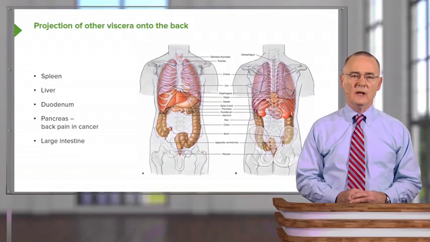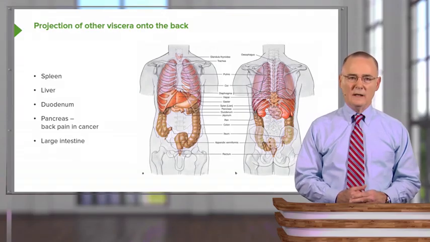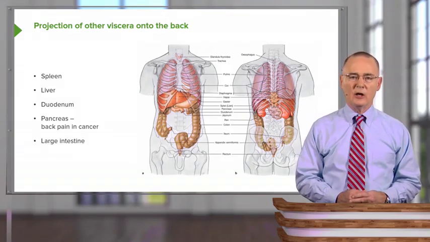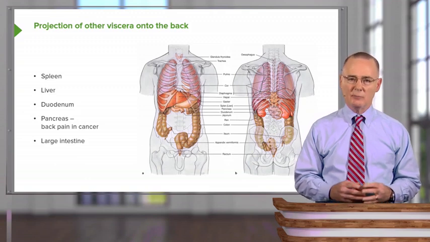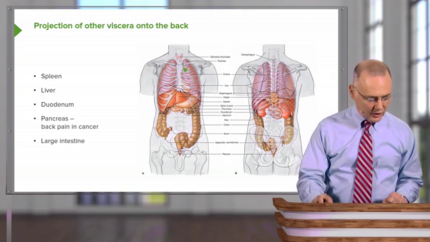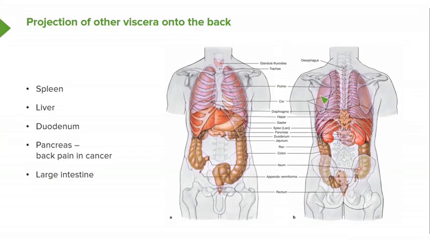Here we're looking at the spleen, the liver, duodenum, the pancreas, as well as the large intestine. We do have two views that are depicted on this slide, an anterior view, but we really want to concentrate on the image to the right, where we have a posterior view, and we're going to concentrate more in the inferior aspect of the back, where we have the presence of the liver, and you can see the superiormost projection of the liver here.